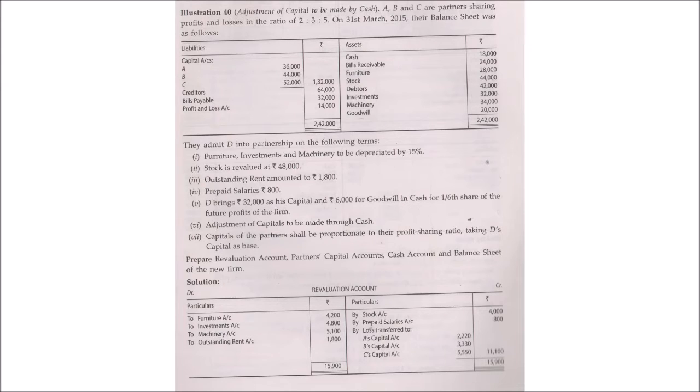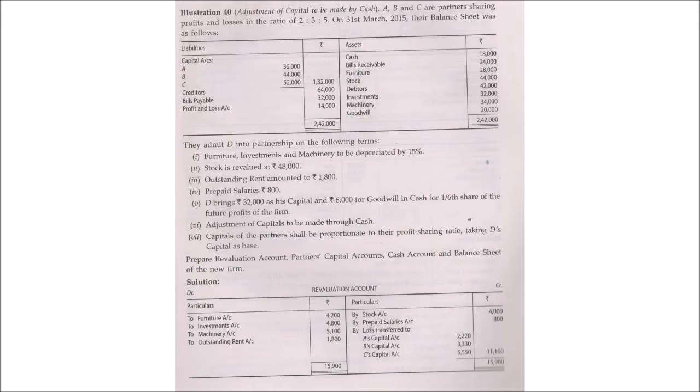Here is the question. A, B and C are partners sharing profits and losses in the ratio of 2:3:5. On 31st March 2015, their balance sheet was as follows. Liabilities side, capital accounts, A 36,000 rupees, B 44,000 rupees and C 52,000 rupees. In the amount column, total capital 1,32,000. Creditors 64,000 rupees. Bills payable rupees 32,000 and profit and loss account 14,000.